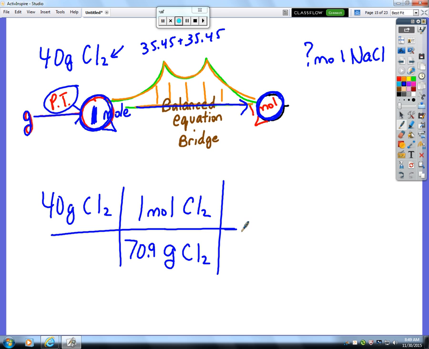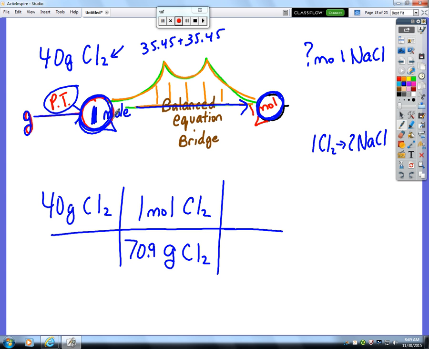All right. To do that, I actually need a balanced equation. So my balanced equation was what? 2Na plus 1Cl2 makes 2NaCl. Which two am I going to look at? I'm only going to look at the relationship between these two right here. So to do that, what do I need to do?